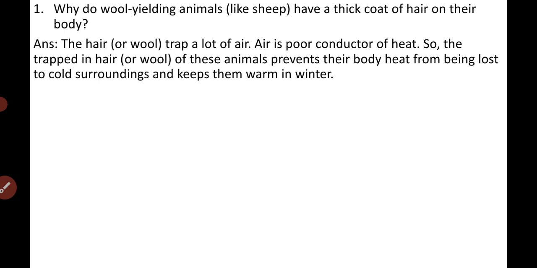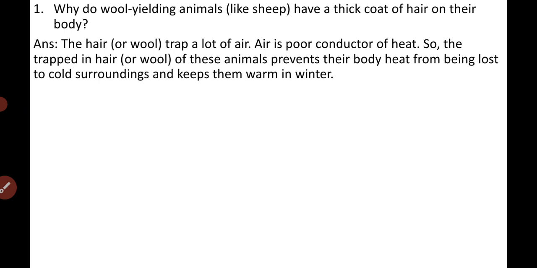Why do wool yielding animals like sheep have a thick coat of hair on their body? Okay, you have understood the question, right? The wool yielding animals like sheep have a thick coat of hair on their body. Why? Because the hair or wool traps a lot of air. Now air is a poor conductor of heat. As you have read in chapter number 4, that is in chapter Heat, air is a poor conductor of heat. So the air trapped in the hair of these animals prevents their body heat from being lost to the cold surroundings and keeps them warm in the winter season.